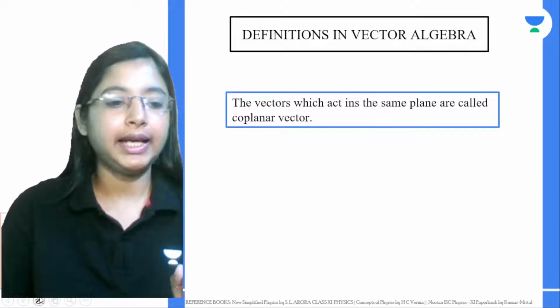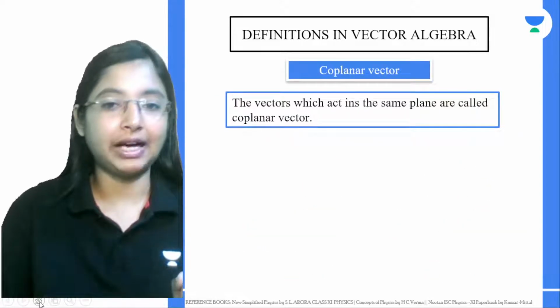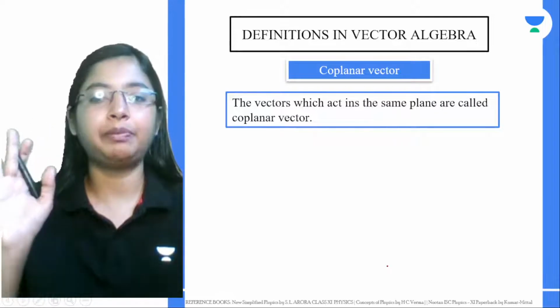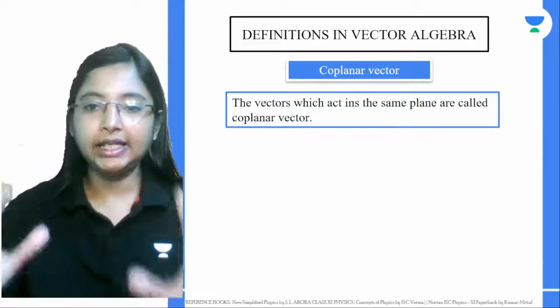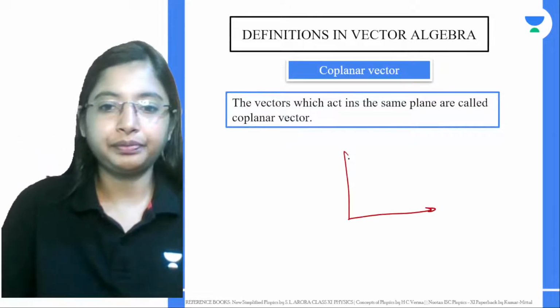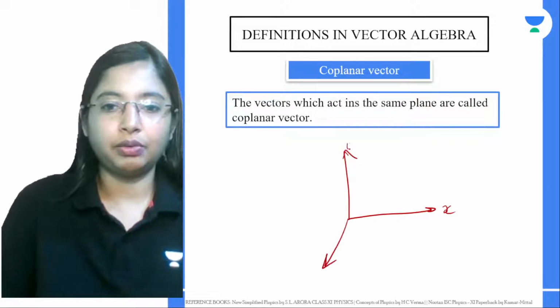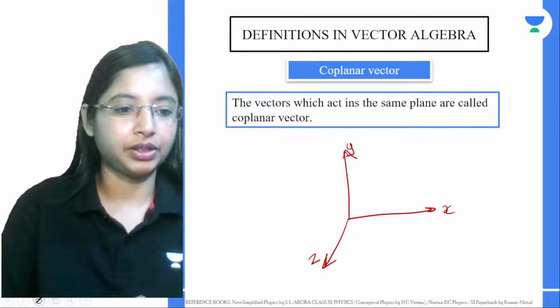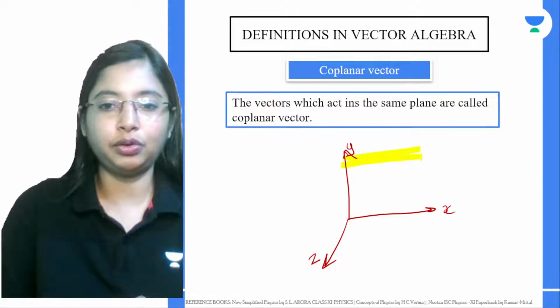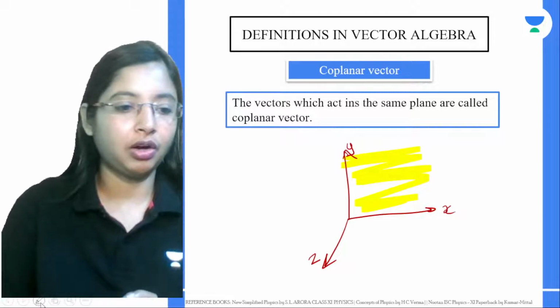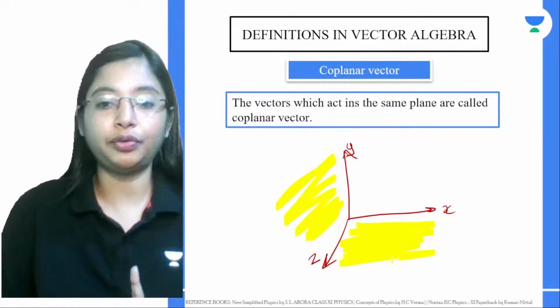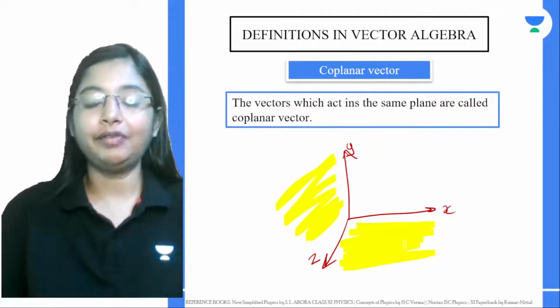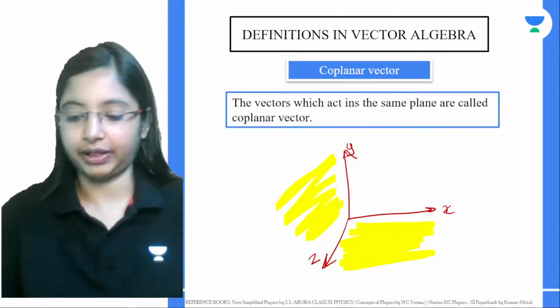Next comes the coplanar vector. If the vectors exist in the same plane, either the xy plane, the yz plane, or the zx plane, in any one of the planes, then we can say that these vectors are coplanar vectors. For example, you have the x, y and z components over here, and if you have 2 vectors in this plane, they are coplanar.